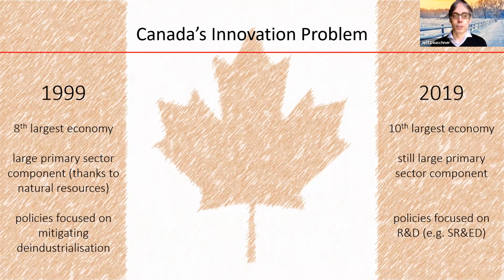So fast forward 20 years to 2019. I don't have the 2020 stats yet, but in 2019, we were the 10th largest economy in terms of GDP, perhaps dropping down to 11th soon because South Korea is growing. We still have that large primary sector component, no surprises there. But outside of our natural resources, if you look at some of our big policies, some of them are focused more on what we might call the inventing side of things rather than commercialization.